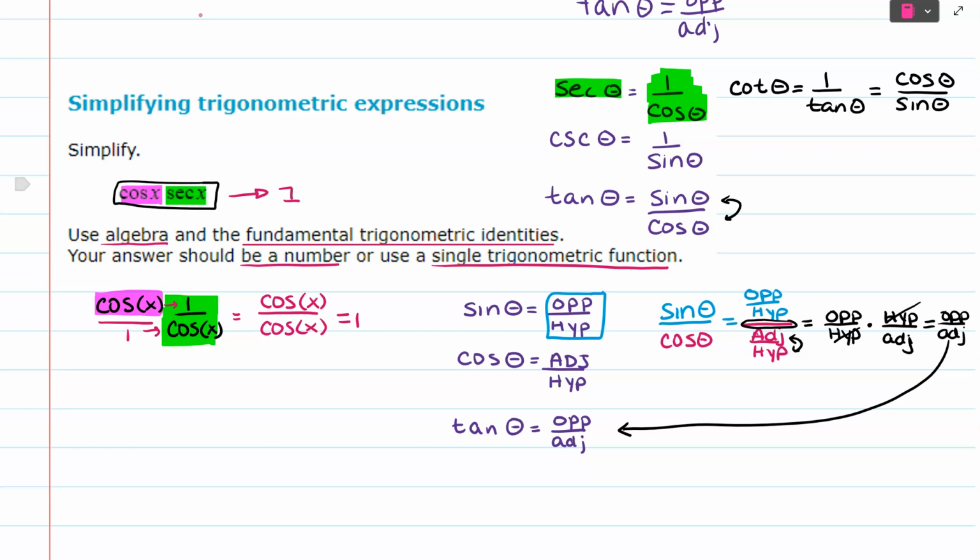All right, so that's a few parts of trig that I saw people were having trouble with.